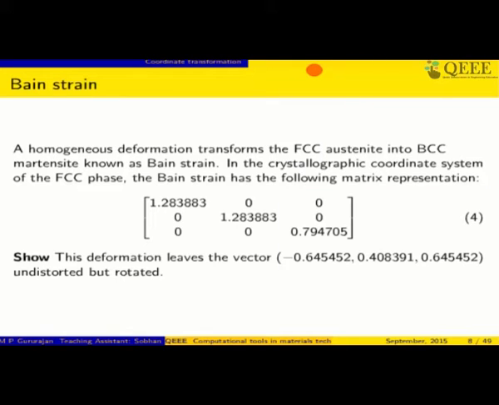There is something known as Bain strain, which is very, very important. So what is Bain strain? It is a homogeneous deformation which transforms FCC austenite into BCC martensite. So why is this important? Steels get some of their very good properties because of this phase called martensite. And how is the martensite produced? Martensite is produced by heating the steel and quenching it very fast.